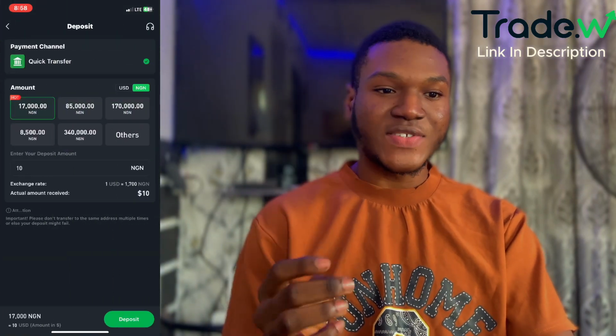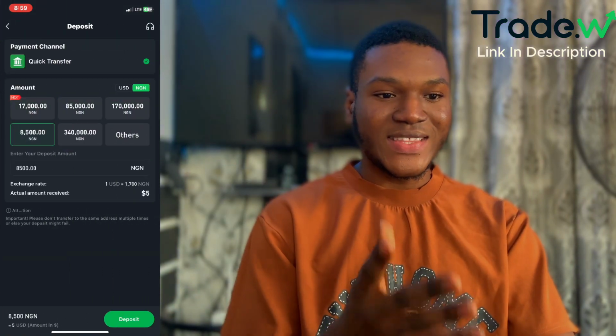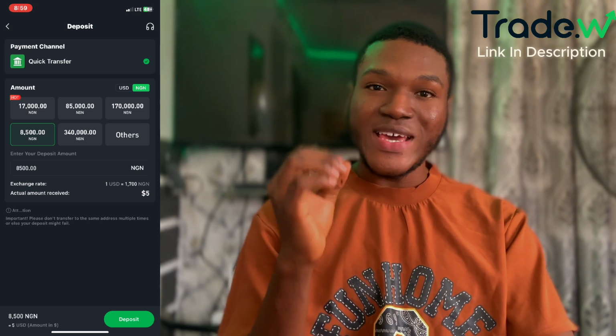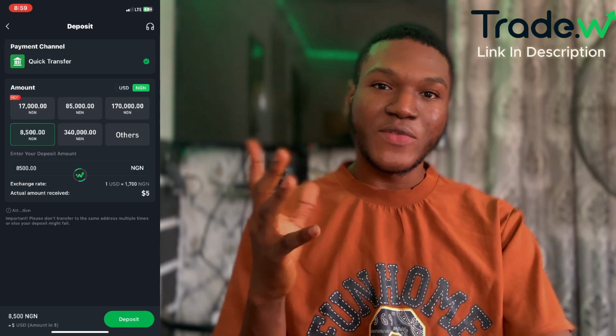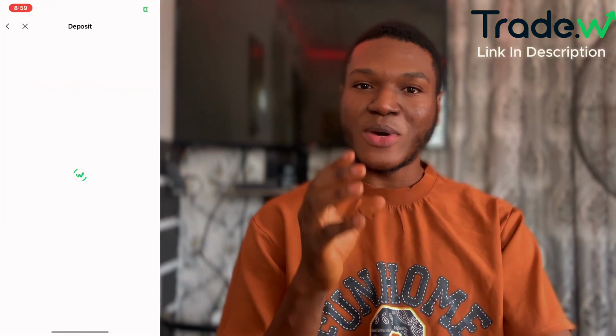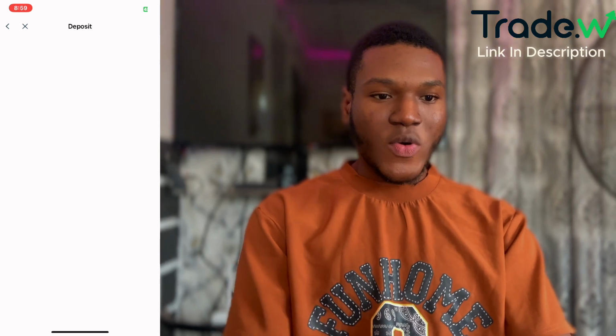That's what you could choose, quick transfer. And after clicking on quick transfer, you can see there are different amounts there. Currently, I'm going to choose 8,500 naira, which is equivalent to $5. So I'm depositing $5 into my trading account. So I'll wait for it to load.